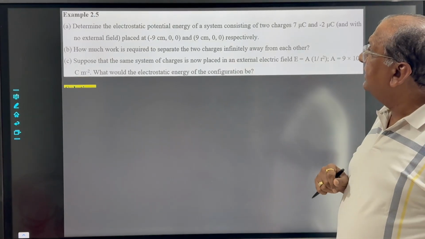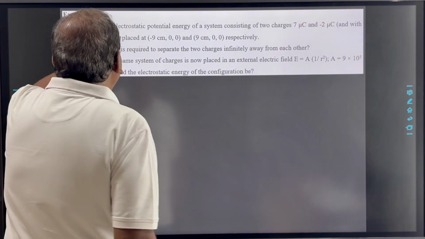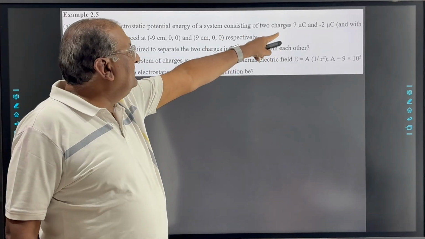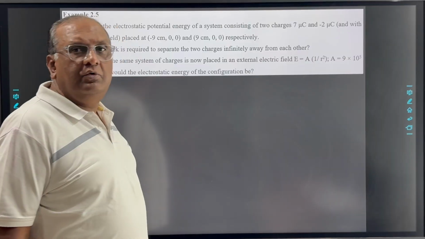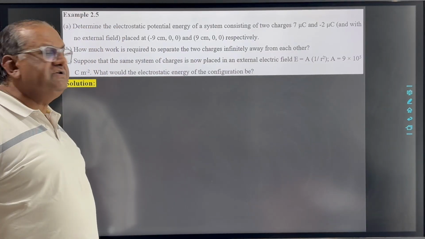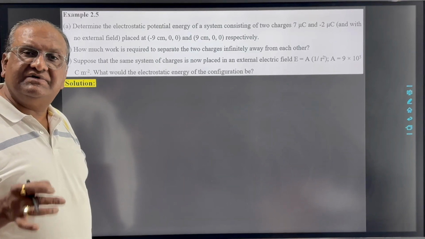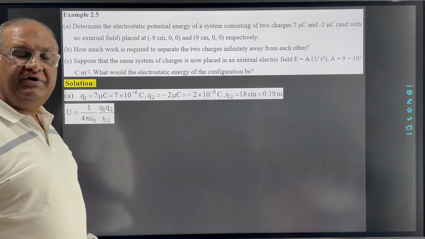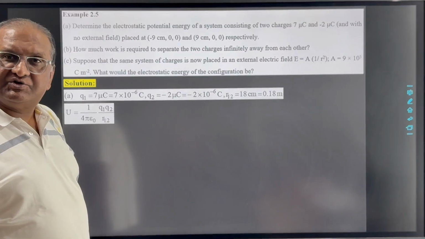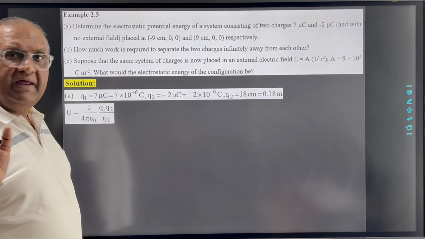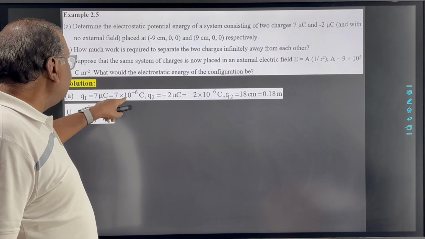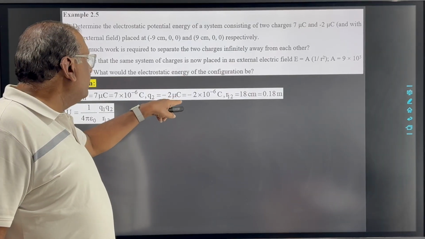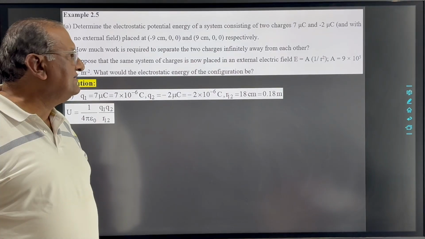Clear? Now, solution. First, we have to find the electrostatic potential energy of a system of these two charges, and these two charges are placed at these 2 points. So, we have the equation for the potential energy of a system of two charges, and that is 1 upon 4 pi epsilon 0 or K Q1 Q2 upon R. Sorry, R. Right? Now, here Q1, that is 7 microcoulomb, so that is 7 into 10 raised to minus 6 coulomb. Q2, that is minus 2 microcoulomb, so that is minus 2 into 10 raised to minus 6 coulomb.